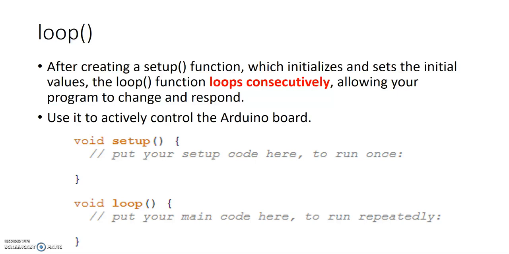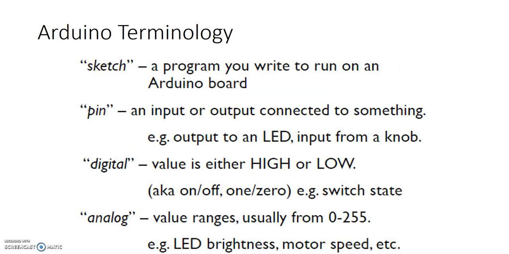Before we get started, I just want to make sure that we are familiar with some terms that we're going to use. A sketch is basically a program you write to run on the Arduino board. A pin is either an input or an output connected to something. So in the first exercise, we will be writing to a particular pin to which a LED or a light emitting diode is connected.